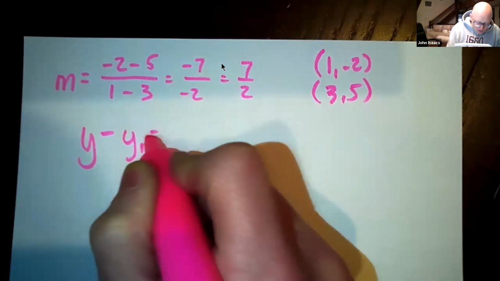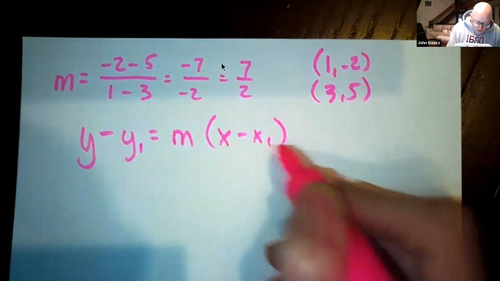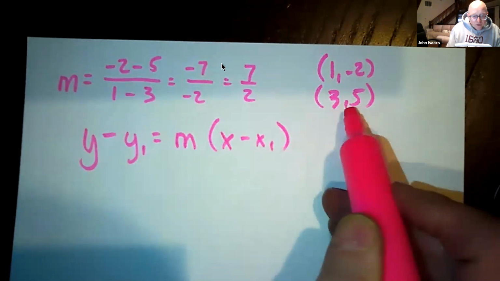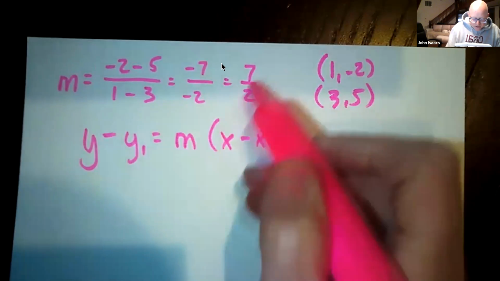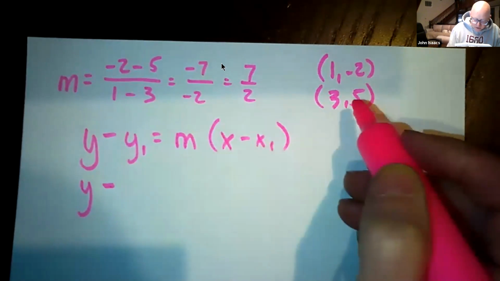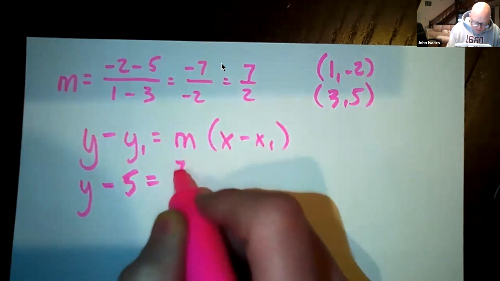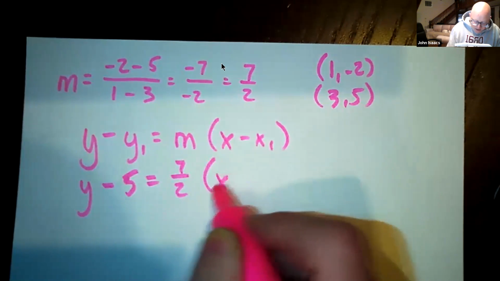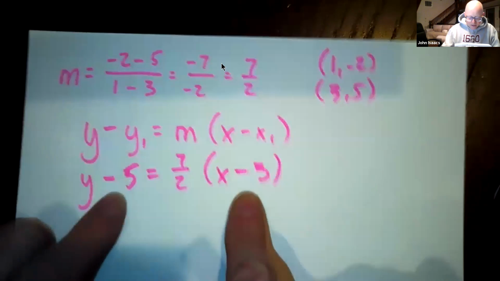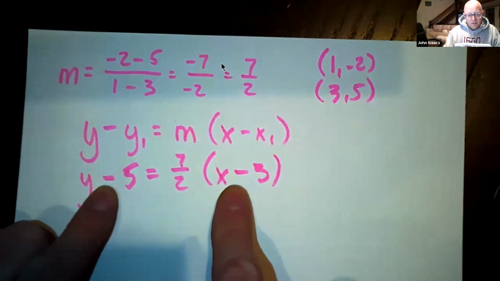y minus y1 equals m times x minus x1, where x1 and y1 are one of these ordered pairs, and m is the slope. So we can write the equation y minus, we'll pick the 5, equals 7/2 times x. Now, since we picked the 5, I have to use the 3. Now, notice we have minus signs in the equation. So even though these values are positive, we wind up with minus signs here.